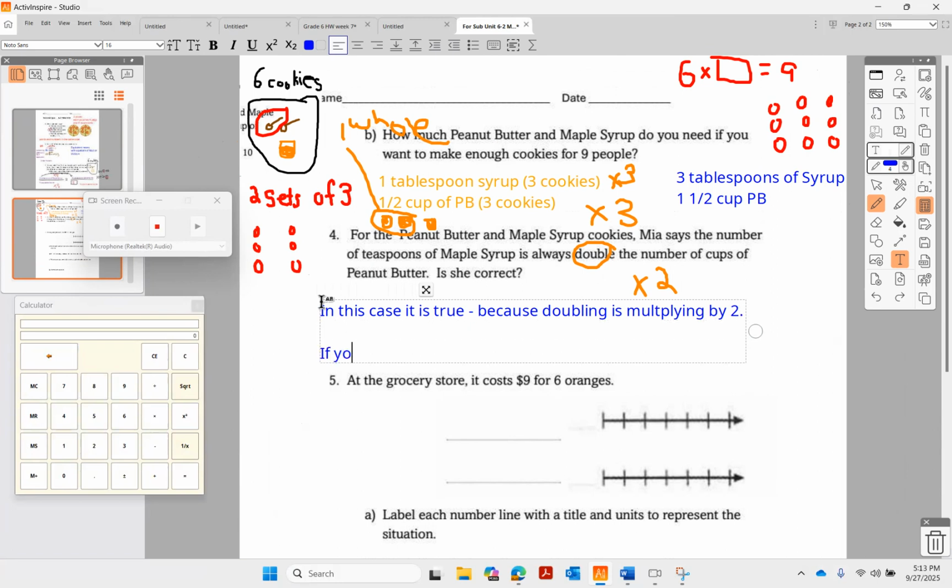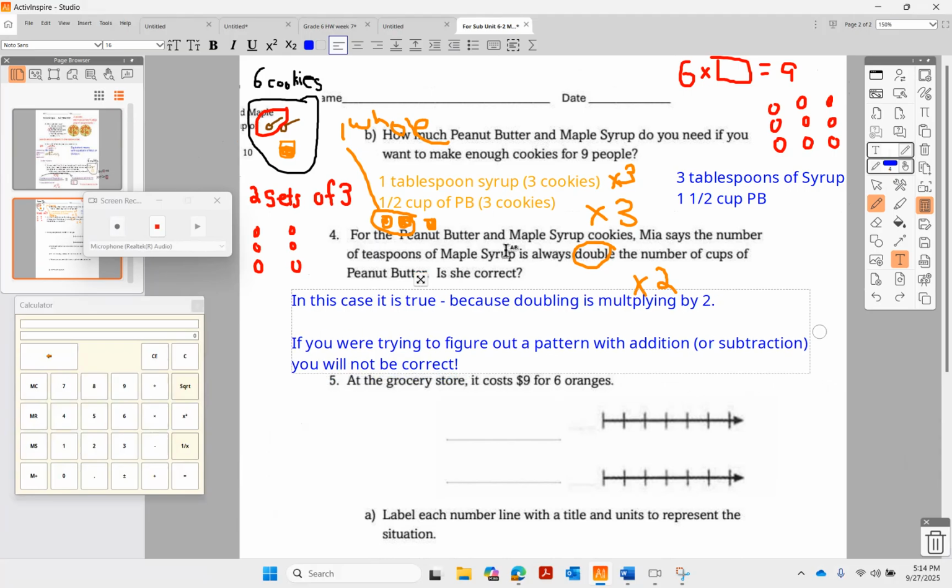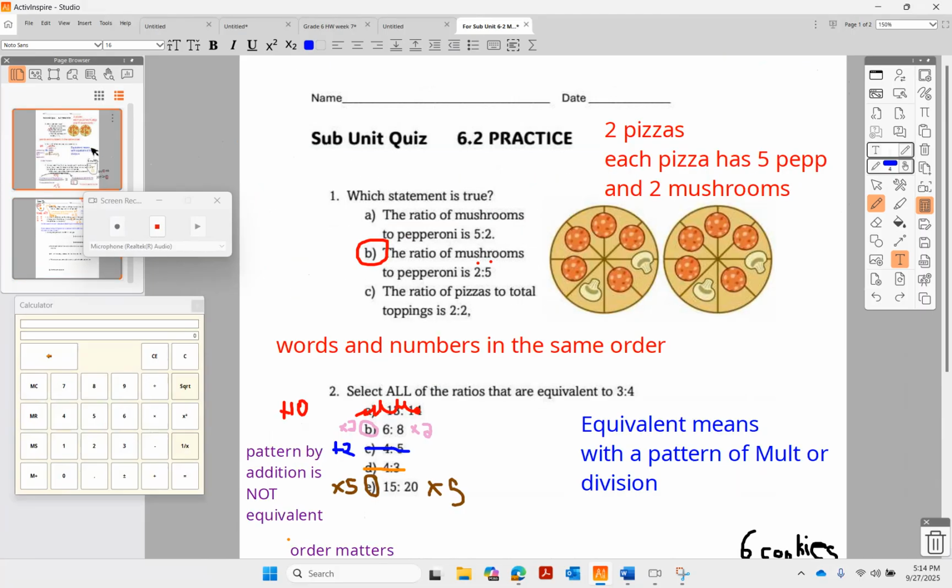If you were trying to figure out a pattern with addition or subtraction, I'm going to tell you now, you will not be correct. I'm making a big deal out of this for a reason, people. If you're multiplying by 2 as you are in this case, it's correct. If you're adding, it is not going to work. Okay, I'm going to go back to this page here. Remember, ratio patterns by addition are not going to give you equivalent ratios. I'm even going to go back and highlight this now.